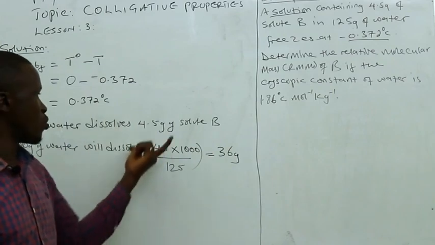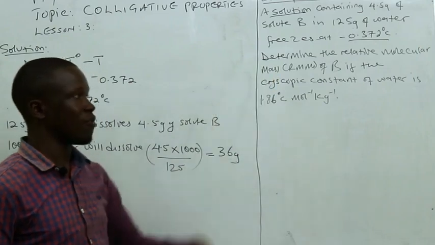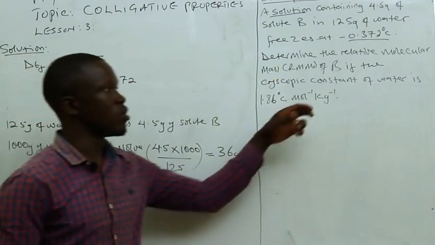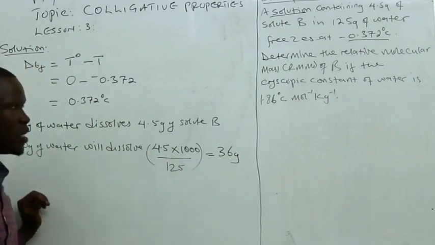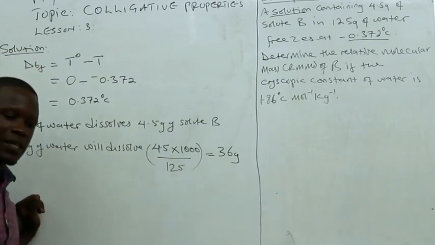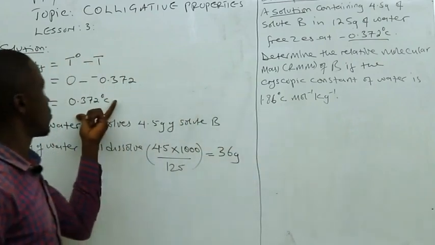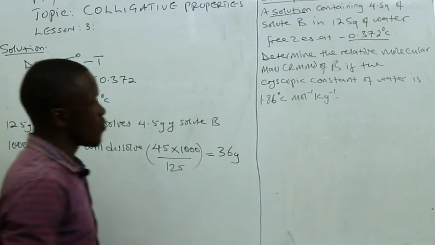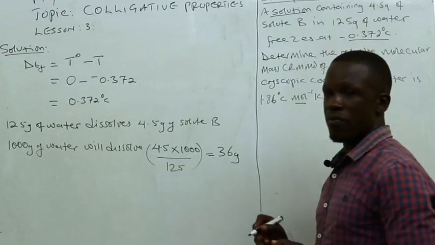So I've been able to change or to fit the solute from 125 to 1,000 grams of water, because this one is also in 1,000. I now have the ability to relate. I have now the ability to relate the constants also. Okay? Why am I going to relate the constant? Because I want to get the mass in 1 mole.